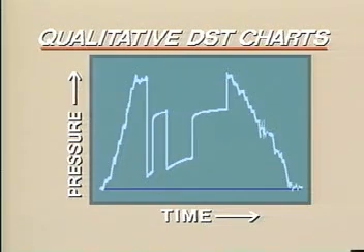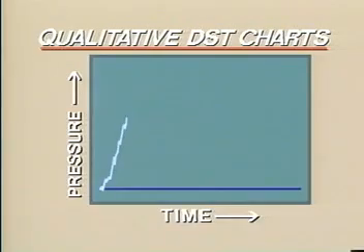Here we see a pressure time plot for a typical DST chart. Note that pressure on the vertical scale increases upward. Time on the horizontal scale increases from left to right.